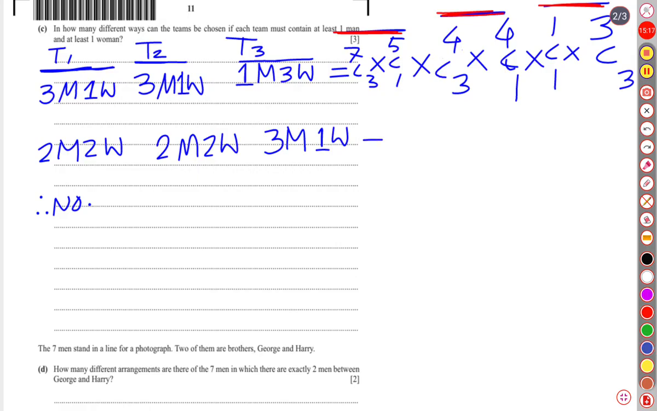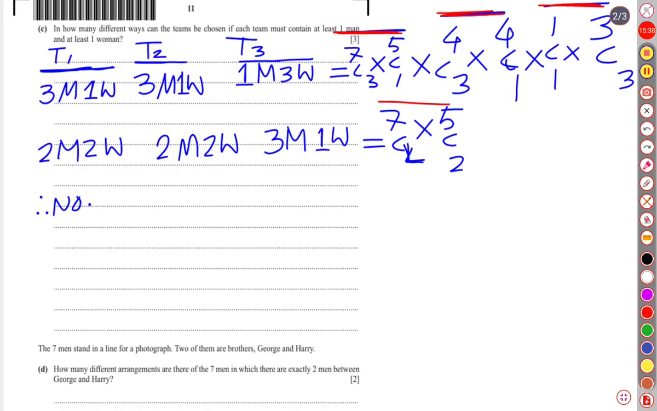For the first team, what is it going to be? Total there are 7 men. Out of 7, we have chosen 2. So 7 choose 2, this is for the first team, and 2 women out of 5. Out of 5, we have chosen 2. First team has gone away. This is the first team.